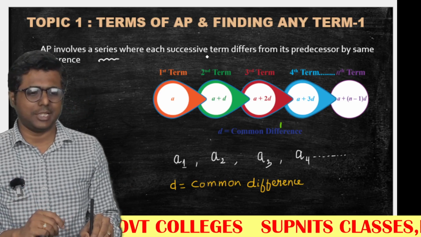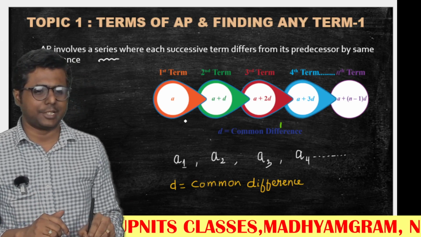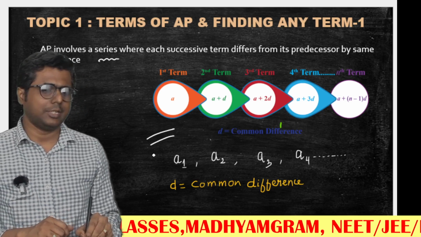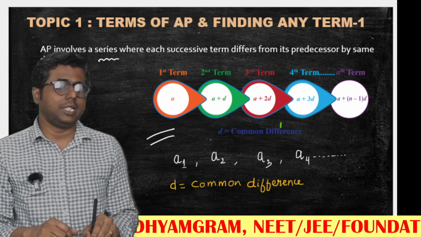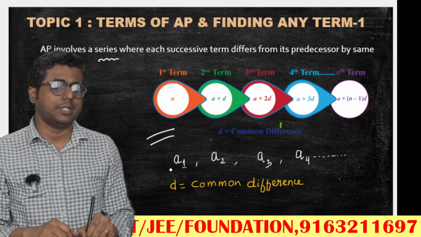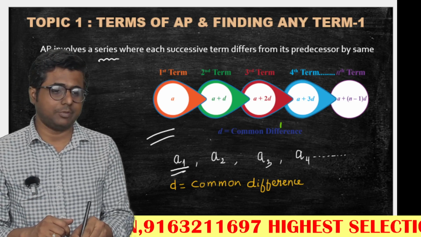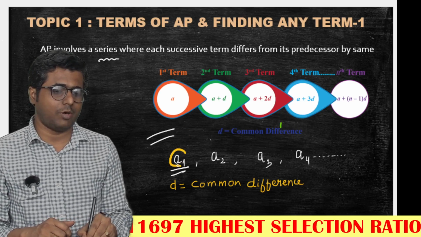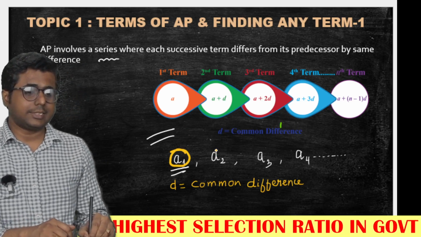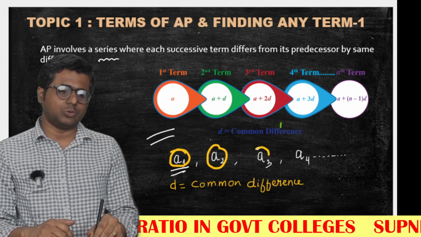So what does this mean? Let us understand by a pictorial diagram which you can see over here right now. Herein you can see the first term of the AP, which I will term as A1, and the second term is A2, and the third term is A3, and so on.